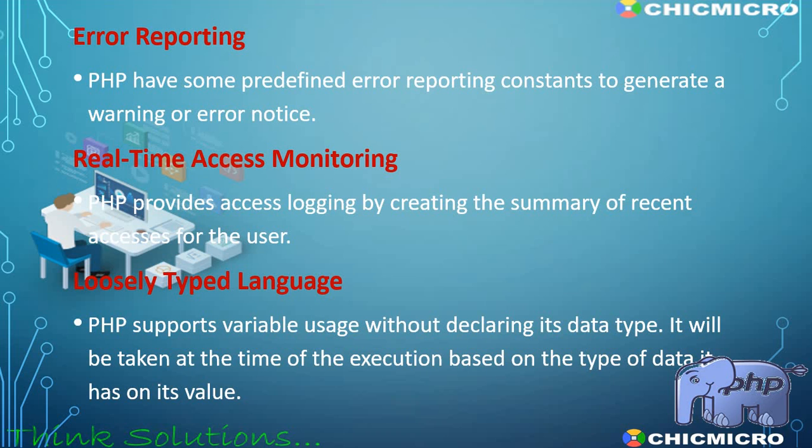Error reporting: PHP has some predefined error reporting constants to generate a warning or error notice. Real-time access monitoring: PHP provides access logging by creating a summary of recent access for users. It's a loosely typed language. PHP supports variable usage without declaring its data type. It is determined at the time of execution based on the type of data in its value. It means that if I declare x equals 20, I don't need to declare that it's a string or an integer or a float. No, I don't need that. It's a loosely typed language.